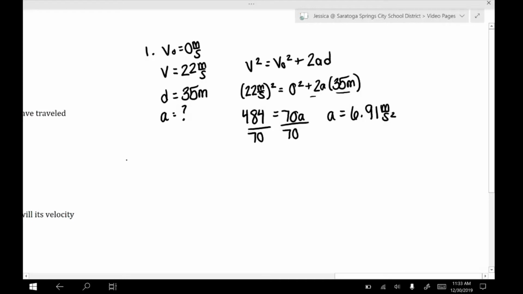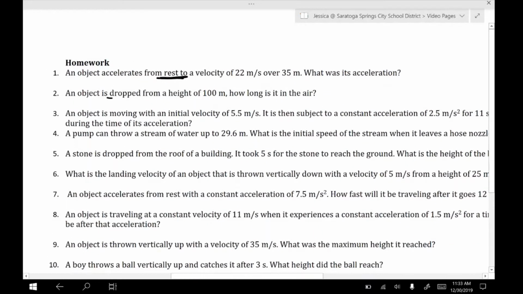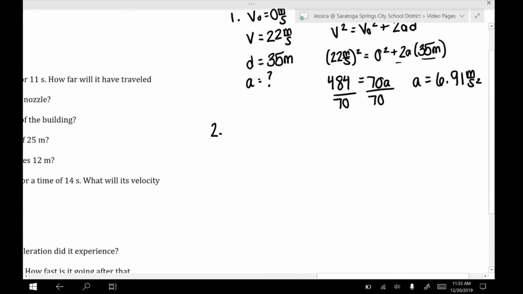Not too bad. So let's take a look at question number 2. Question number 2 says we have an object dropped from a height of 100 meters. How long is it in the air? So if an object is dropped, that means we are moving vertically. So our acceleration is negative 9.8 meters a second squared. And remember, if it's dropped, we have an initial velocity of 0 meters a second. The object travels downward 100 meters, hence why I put a negative in front of the 100 meters. And I'm looking for time.